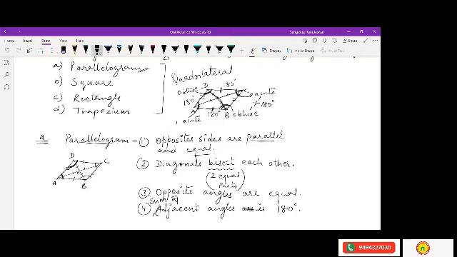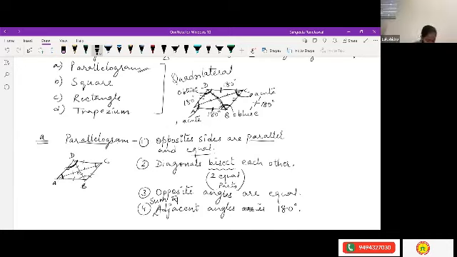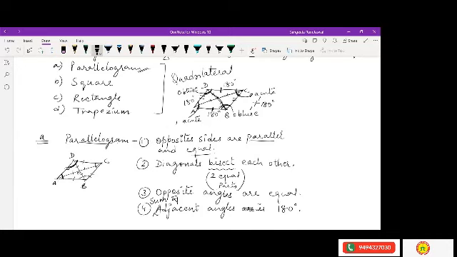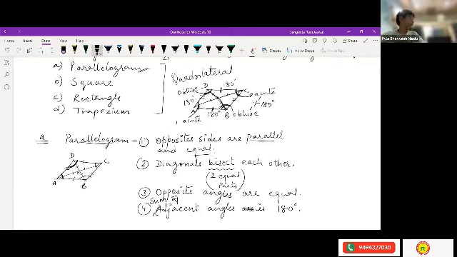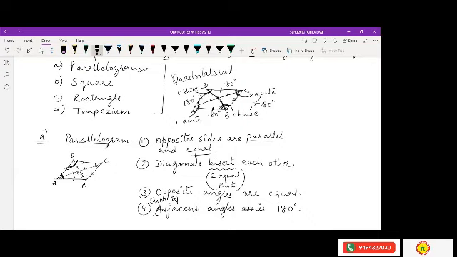Did you understand, both of you? Yes, ma'am. Bhavesh, what about you? Did you understand? Yes, ma'am. Okay, good. So this was about parallelogram.